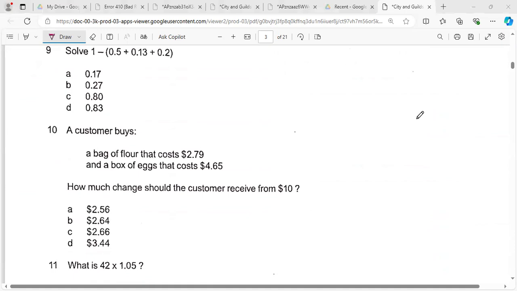Number 9 says solve 1 minus 0.5, well, the bracket plus 0.13 plus 0.2. While 10 says a customer buys a bag of flour that costs $2.79 and a box of eggs that costs $4.65. How much change should the customer receive from $10? For this one, we have to work out what's inside the bracket first, right? Order of operation. So when you add, decimal point must be under decimal point.